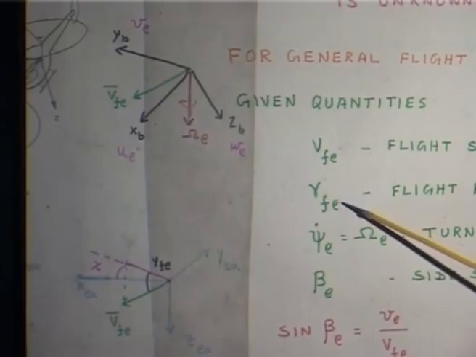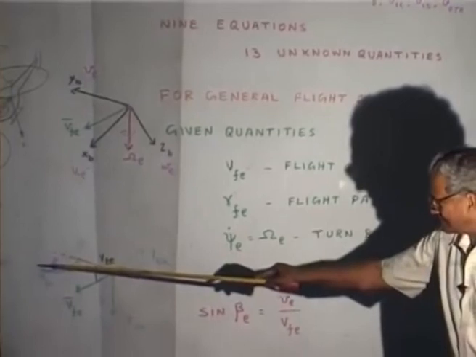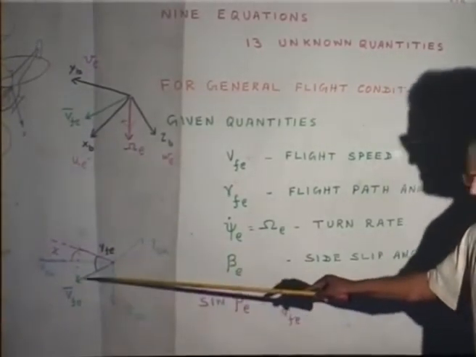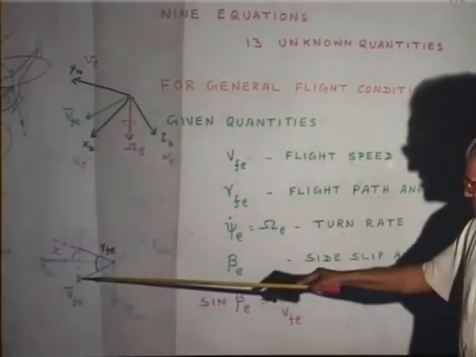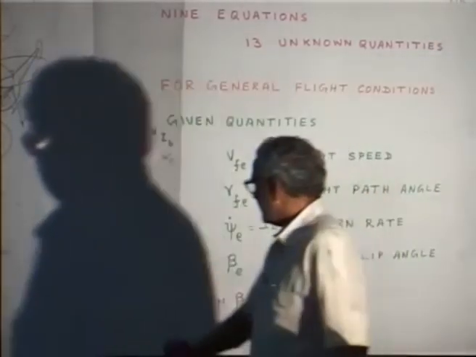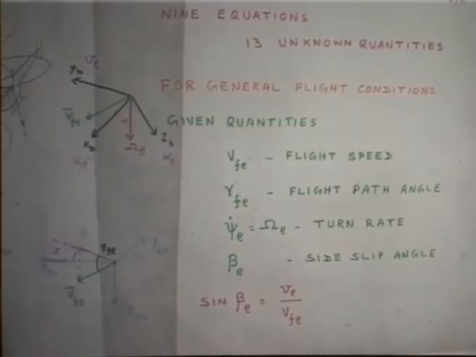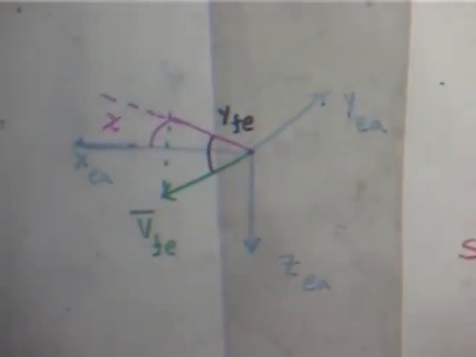Now, the flight path angle is defined as, this is the z earth, x earth and y earth. The velocity vector can be in any orientation. It can be up, down, anywhere. What you do is, you project this velocity vector onto the horizontal plane. The angle between the velocity vector and the horizontal plane is the flight path angle. And then the angle between the projected vector and the x earth, you call it chi. Just put some, because that will come later.